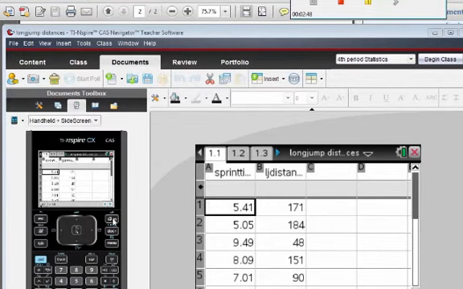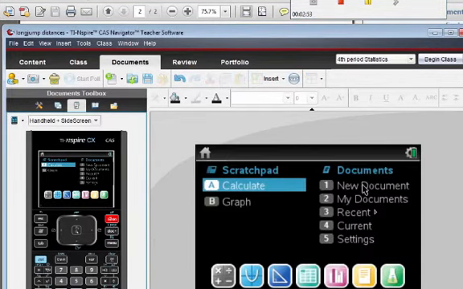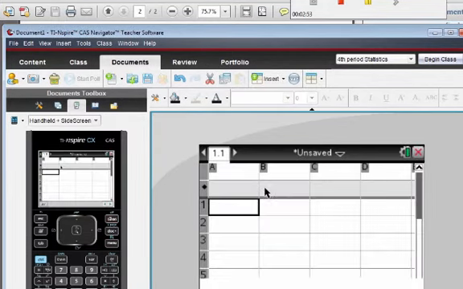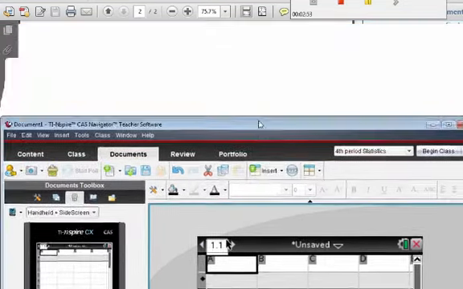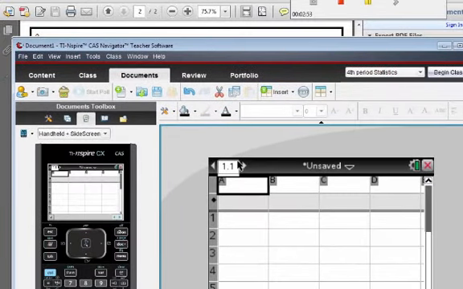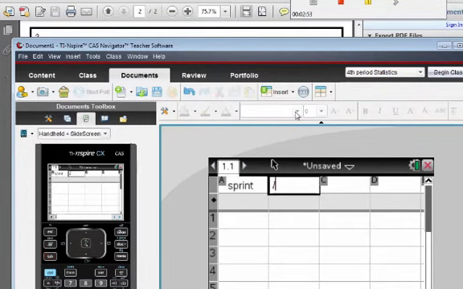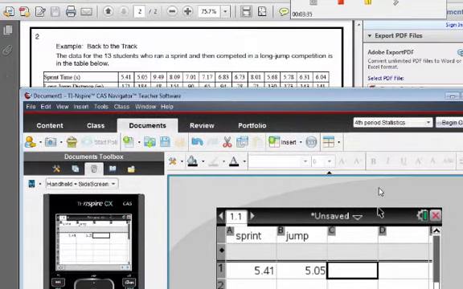So I'm going to do a new document and a spreadsheet, and up here I will type sprint, and jump for long jump, and then put this stuff in. Bear with me.